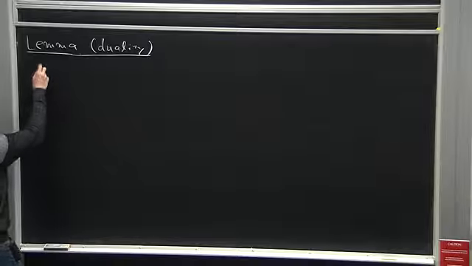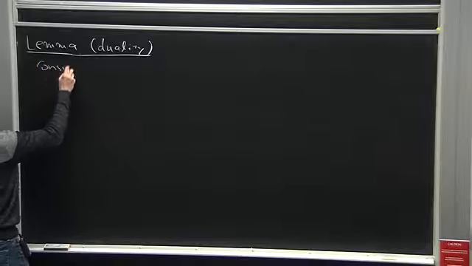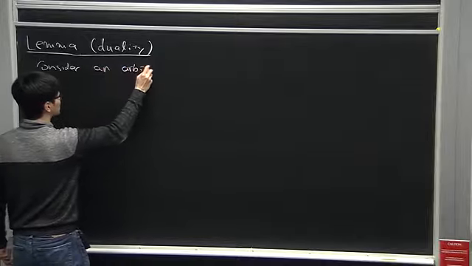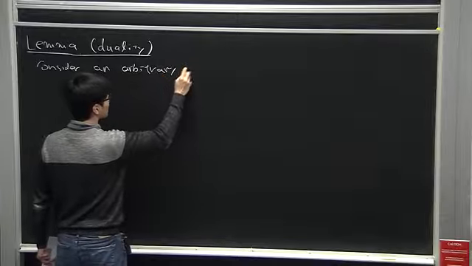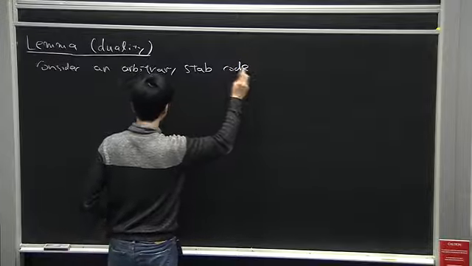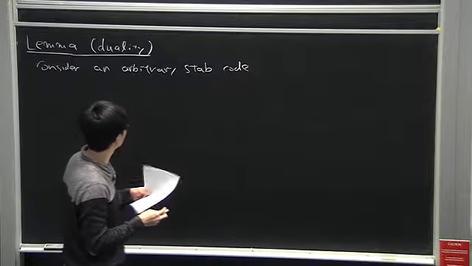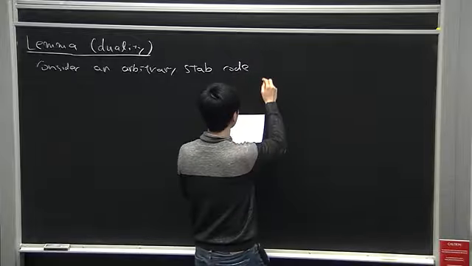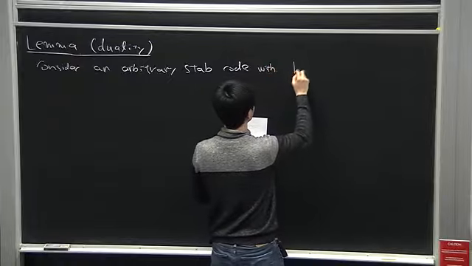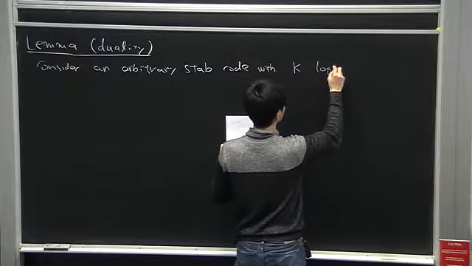So let's consider some arbitrary stabilizer code. This could be anything, like any stabilizer code. It could be trivial or toric code or color code. Anything is fine. With k logical qubits.